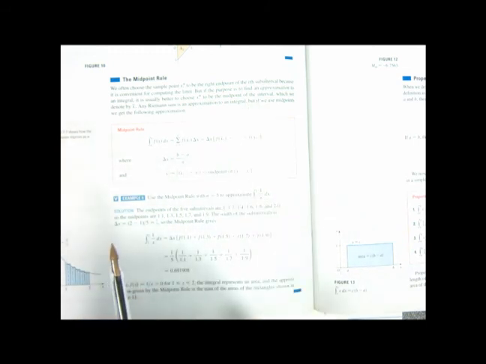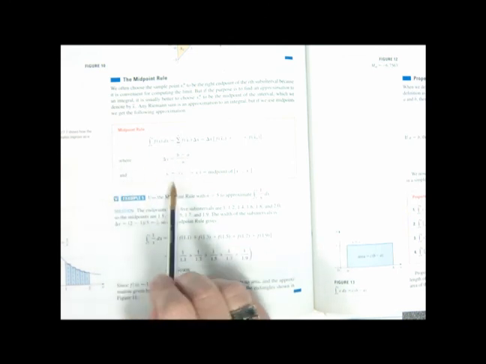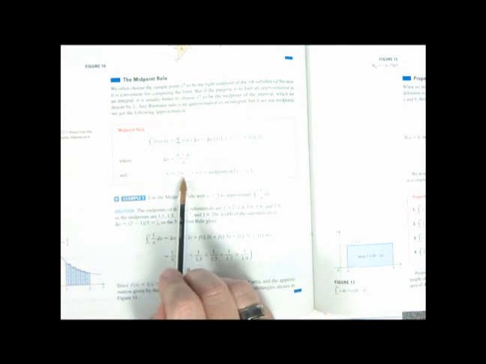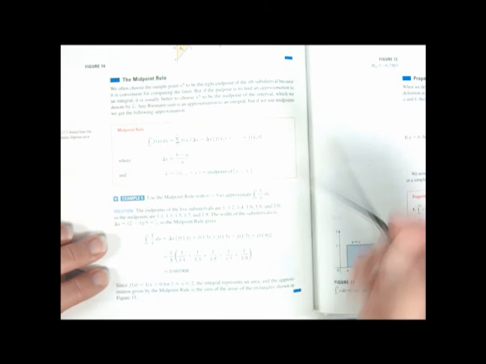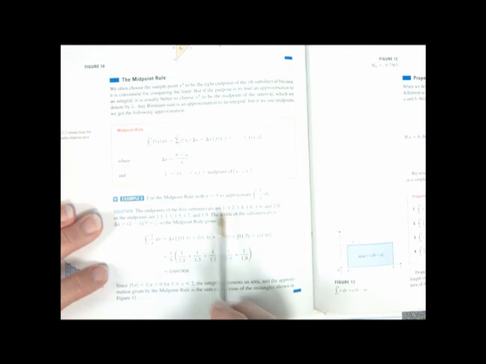So we still have the width, b minus a over n, and we're going to take a look at the midpoints of where I'm starting to where I'm ending, take half of that, and use that mean value for the x value. So here, if I have the integral from 1 to 2 of 1 over x, my endpoints are going to be of 5 intervals, 5 rectangles. I'm going to have 1, 1.2, 1.4, 1.6, 1.8, and 2.0.